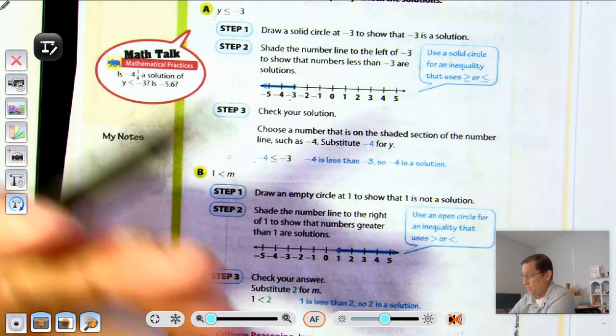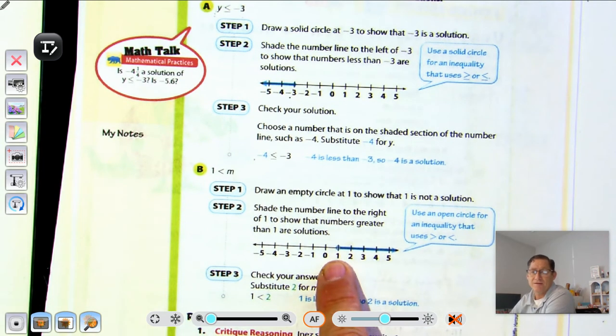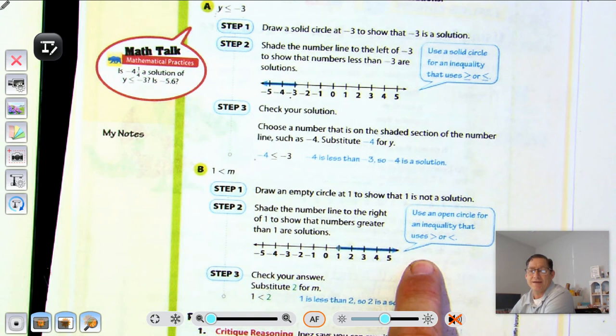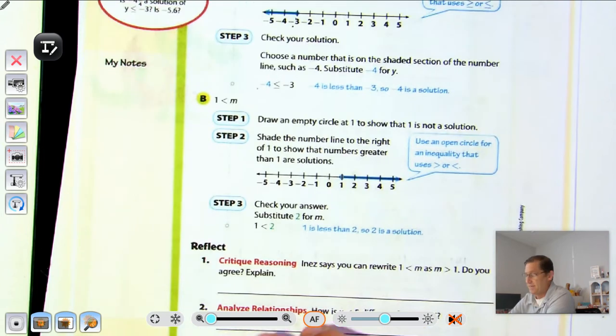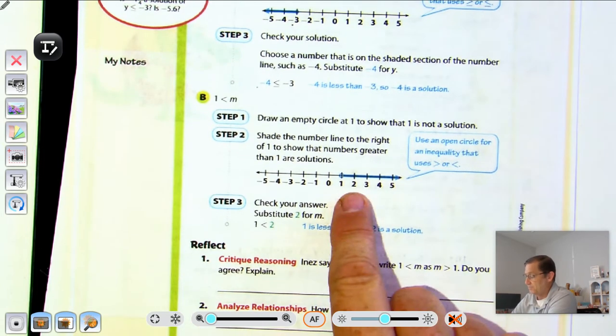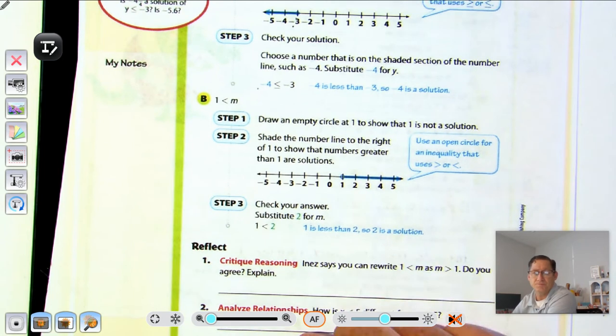1 is not greater than 1, so we can't include 1. So we're going to have an open circle on that one. But then we're going to shade everything to the right. Okay, and you see that it is an arrow, and it doesn't include 1, so it's an open circle. So let's check it. Is 1 less than 2? Sure it is. Okay, because 1 is to the left of 2.